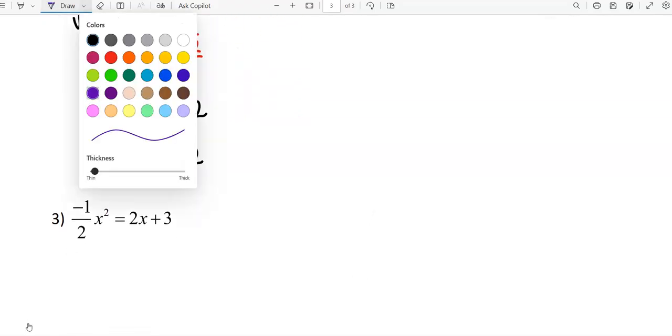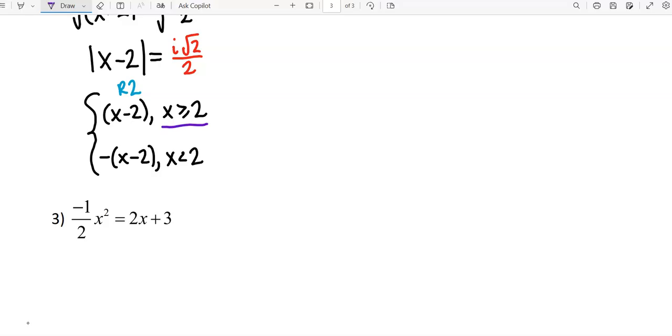And so I'm going to use my first domain, which is x is greater than or equal to 2. My first part of my piecewise, which is just x minus 2, equals, and then I'm going to set it equal to what my absolute value equation was equal to, which is I square root of 2 over 2. How do I solve for x? Add 2.